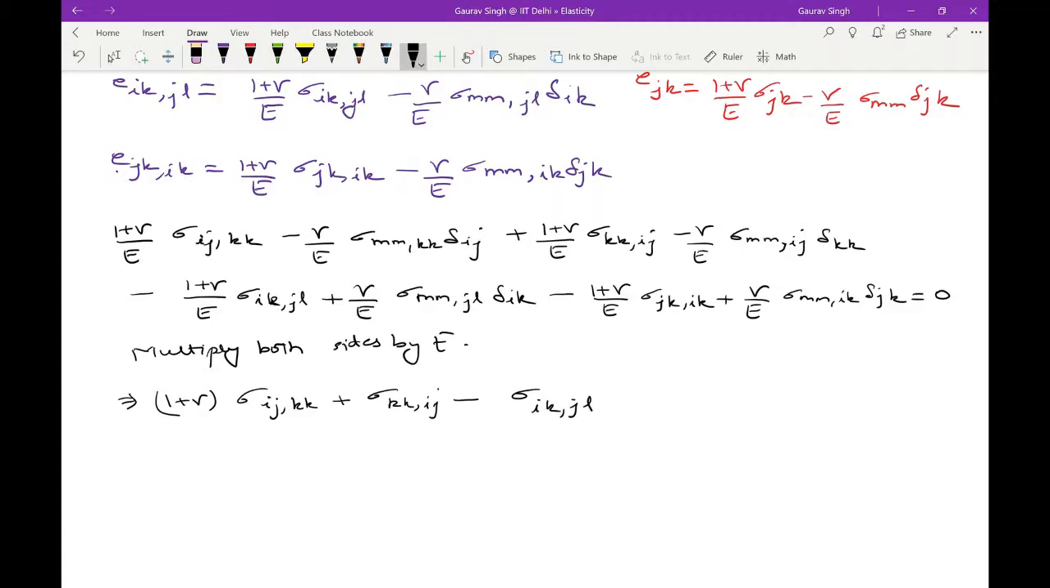Okay, minus sigma jk comma ik. Okay, there shouldn't be a sigma ik comma jl because l was equal to k, so we'll just put it over here.